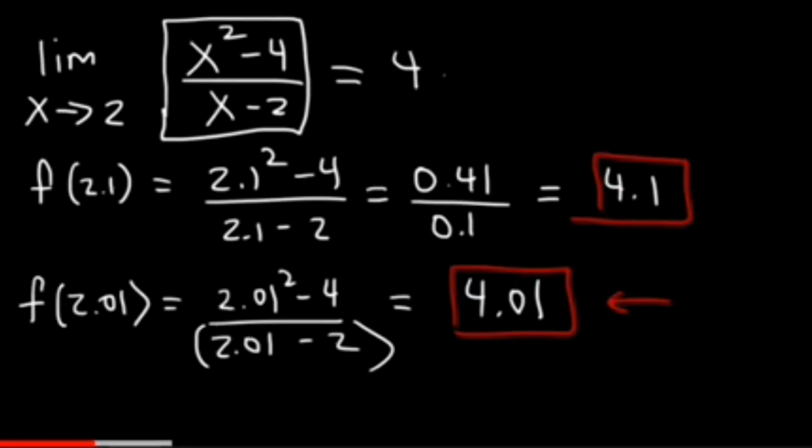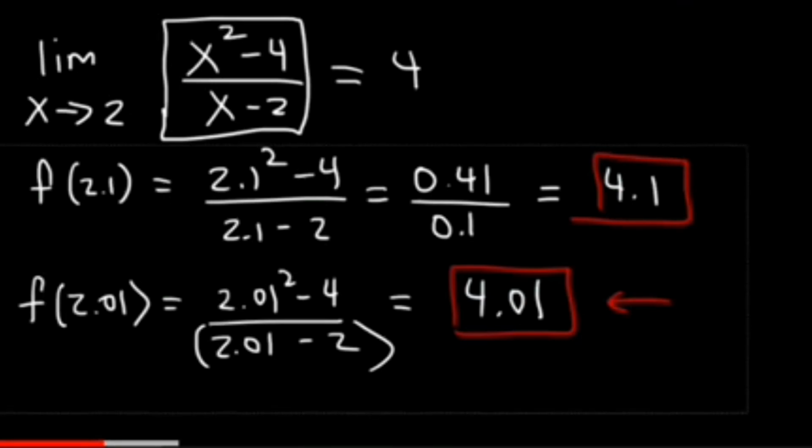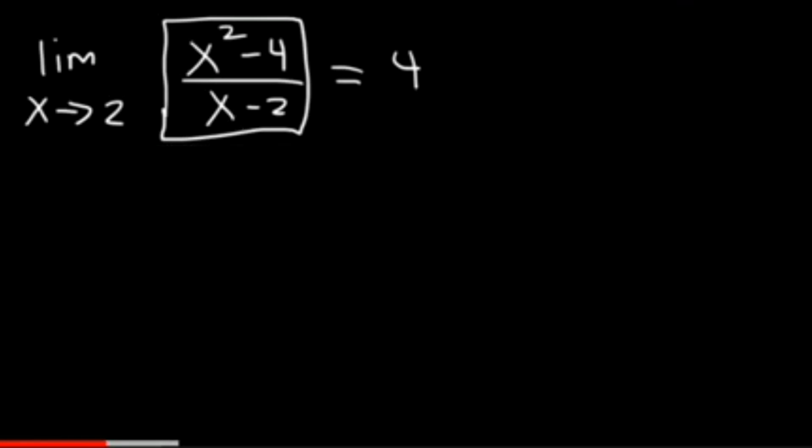And this technique works for any limit. As long as you plug in a number that's very close to whatever this number is, but not exactly that number, if the limit exists, it's going to converge to a certain value. Now sometimes, you have to use other techniques to get the answer.